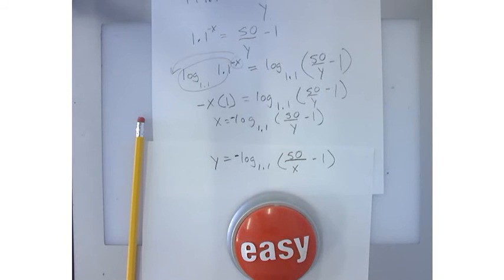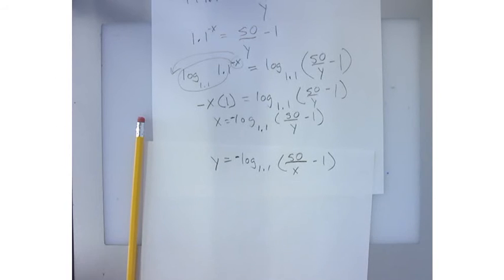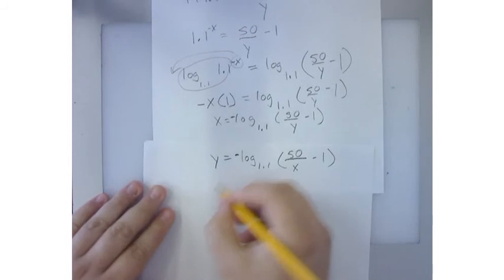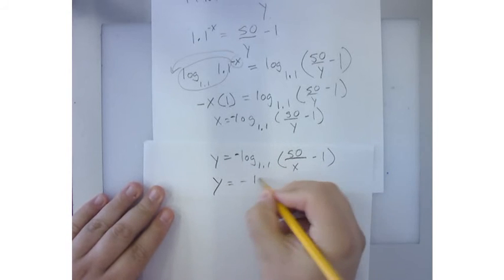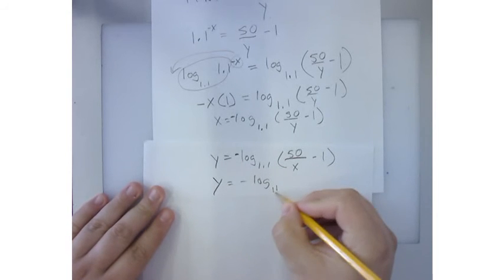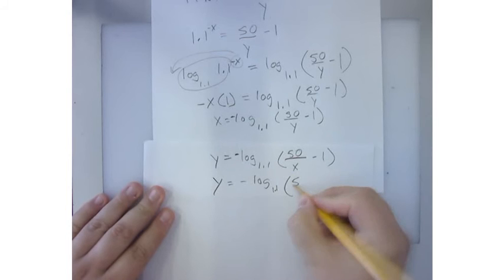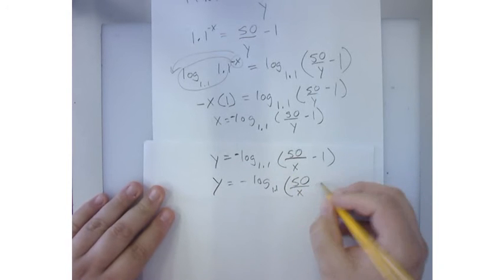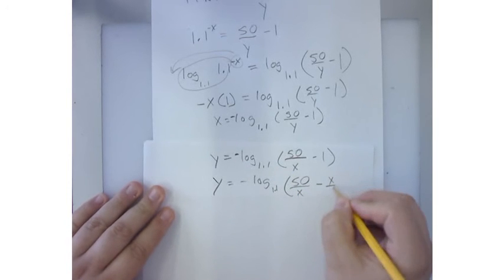We're not done. We could clean it up a little bit. We've got to clean it up, because what's another way that I could write negative 1? No, you silly gooses. I could write it as negative log base 1.1 of 50 over x minus 1. Couldn't I say this as 50 minus x over x?